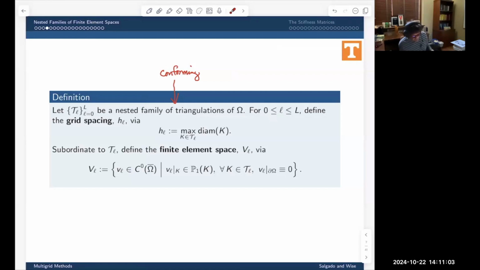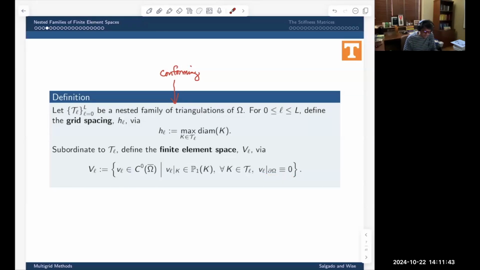Remember, now I have a family of triangulations because I'm going to quadrisect going all the way up. Now, subordinate to these triangulations, we're going to define a finite element space, V_L, and it's defined in the following way. V_L is the set of all continuous functions such that on each triangle, these are linear functions. So linear on each triangle, for every triangle in the triangulation, with the requirement that the function has to be 0 on the boundary.